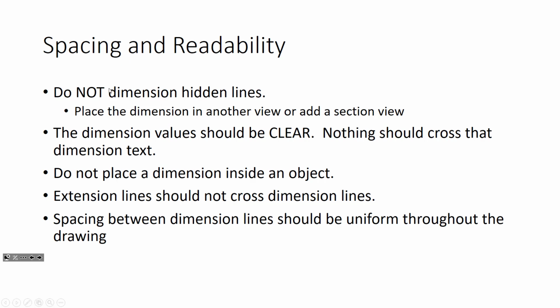When we're placing our dimensions, we don't want to dimension hidden lines. So to avoid that, you can try moving the dimension to another view. You can add a section view, which we'll cover later. Or sometimes you can pull that piece of information into a note. You want to make sure the dimension values are clear. You don't want to have anything that crosses the dimension text. Move your dimensions so that they're outside the object. Try to avoid having anything cross dimension lines if you can. And try to make things nice and uniformly spaced out.